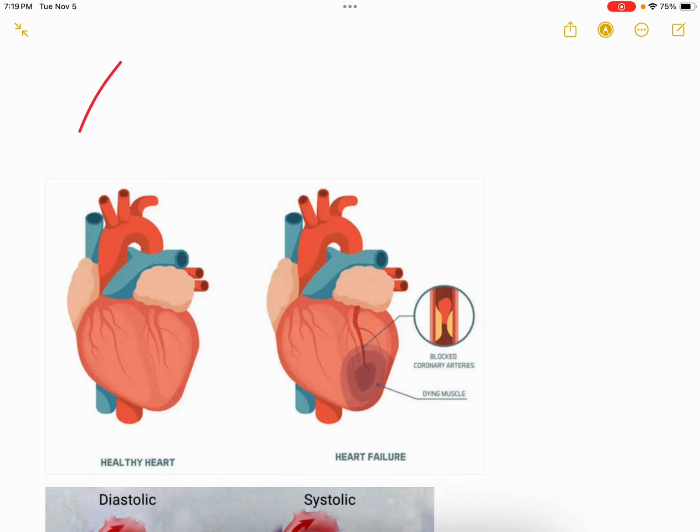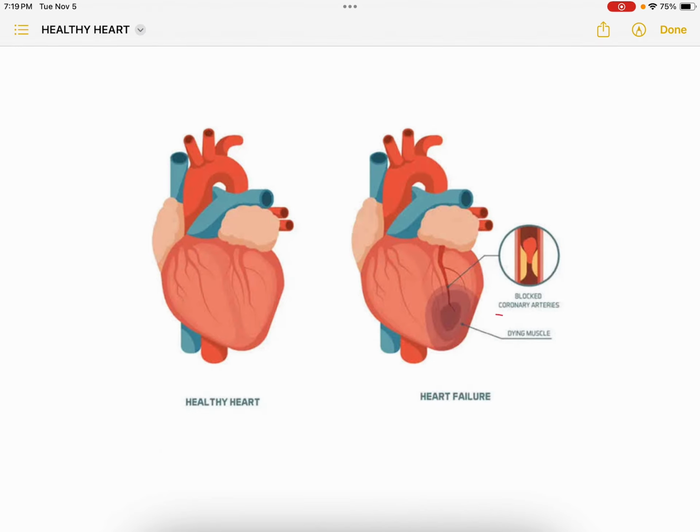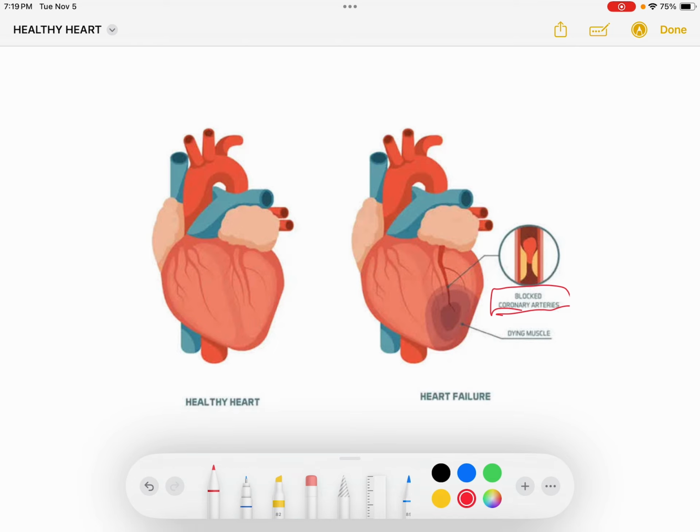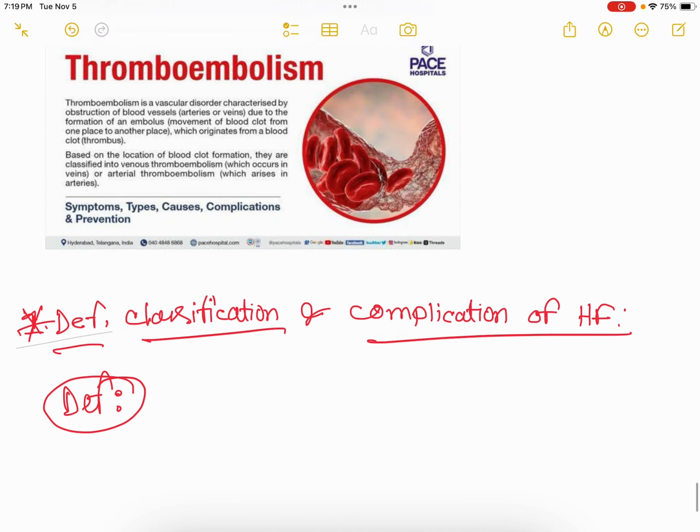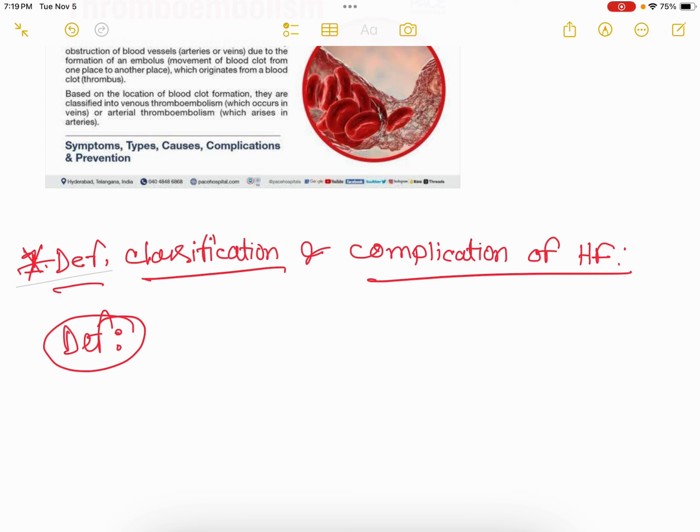This is blocked coronary arteries, and this is dying muscle or damaged tissue. In case of dying muscle or damaged tissue, it cannot pump blood adequately. Heart failure describes the clinical syndrome that develops when the heart cannot maintain adequate output or can do so only at the expense of elevated ventricular filling pressure.